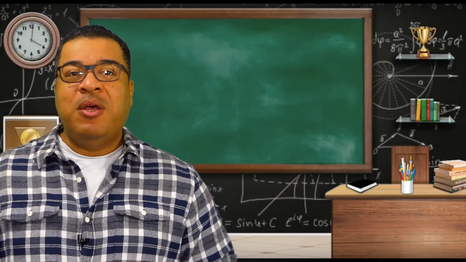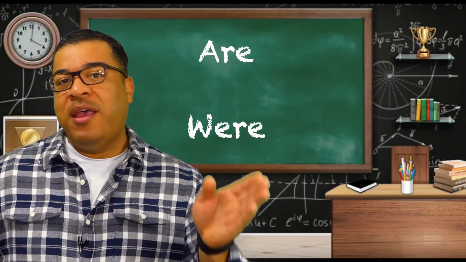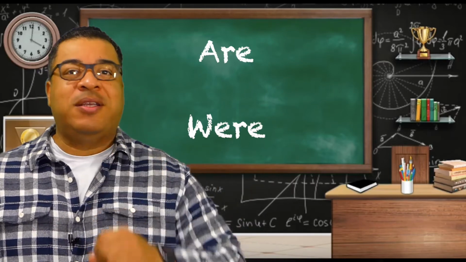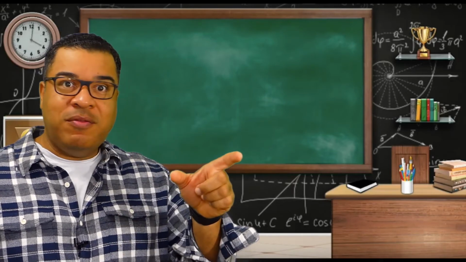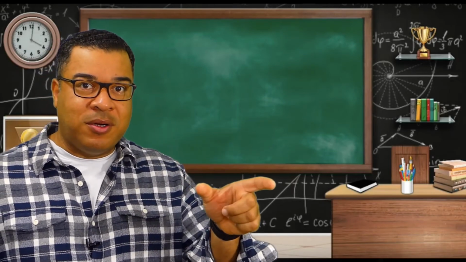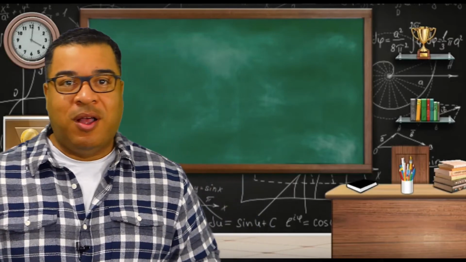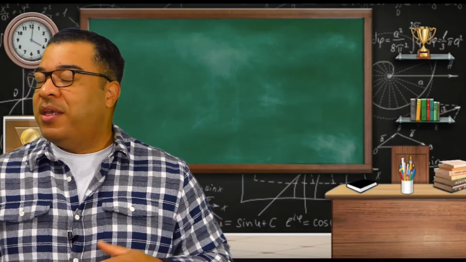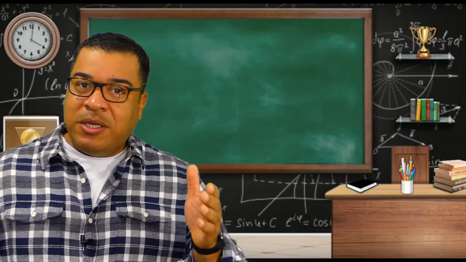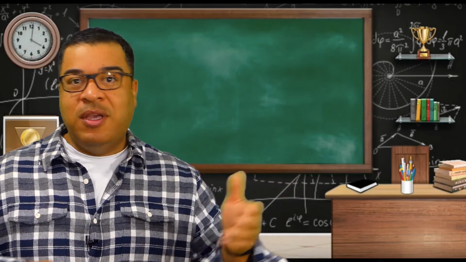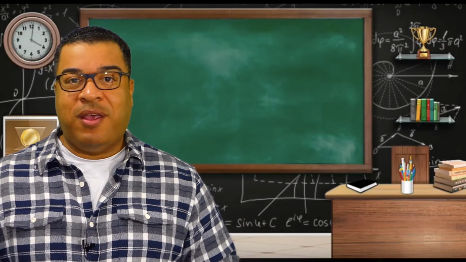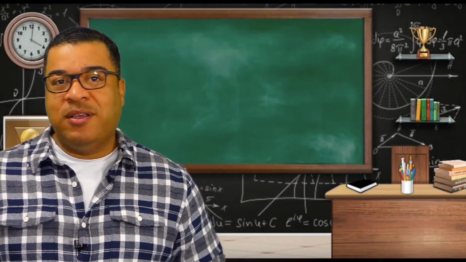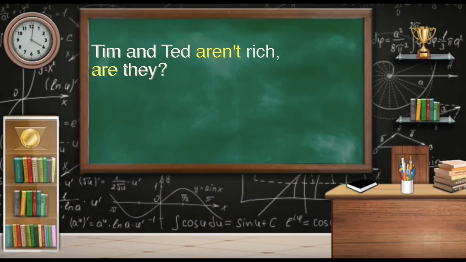Now this one, we're going to use are and were. But we're going to change things around a little bit. This time we're going to put the negative auxiliary verb in the first part, and the positive auxiliary verb at the end. It doesn't matter. The only difference is if you have positive first, then you have to have negative. And if you have negative first, then you have to have positive. Let's take a look at some examples. Tim and Ted aren't rich, are they?